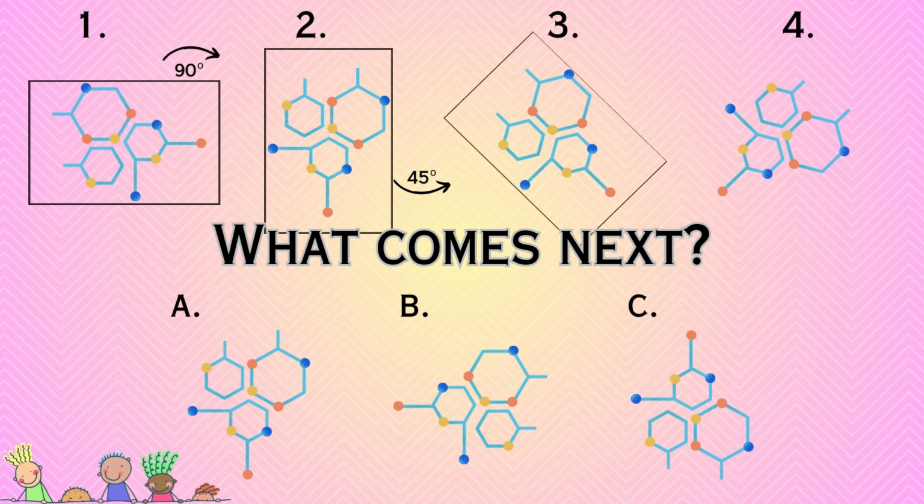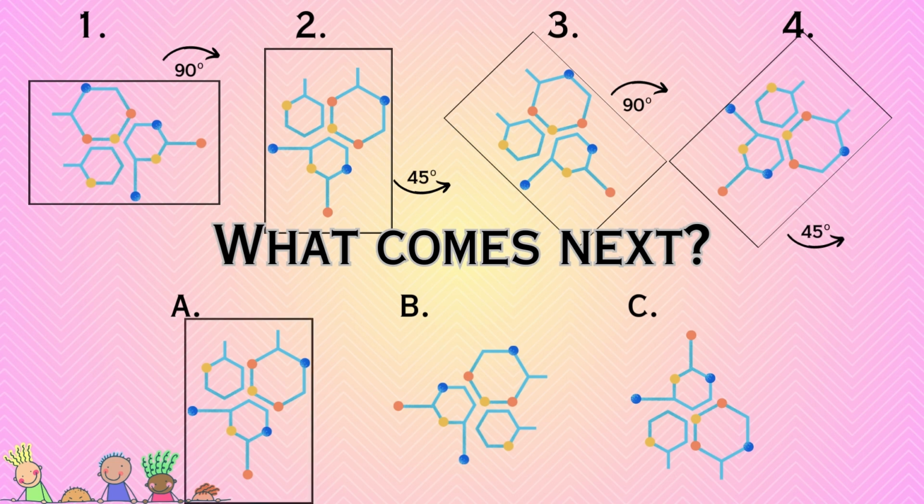Next, we turn that image clockwise again by 90 degrees. Now we've got what's under 4. So to find out what comes next, we must turn the 4th image 45 degrees counterclockwise. The only option that corresponds with the new image is option A. Wow!